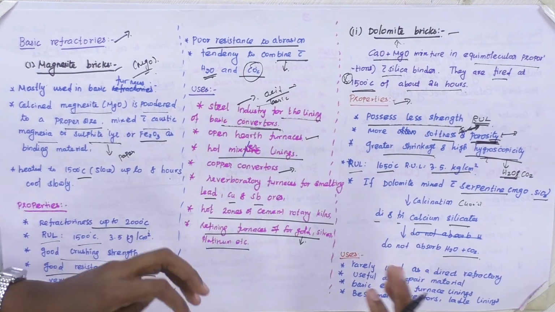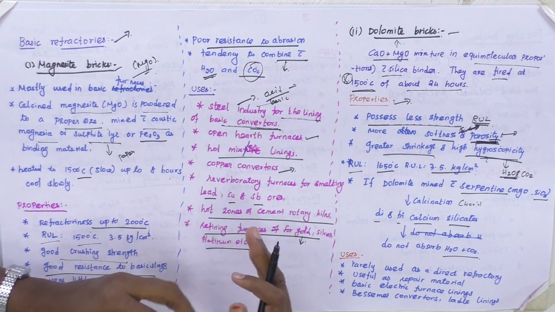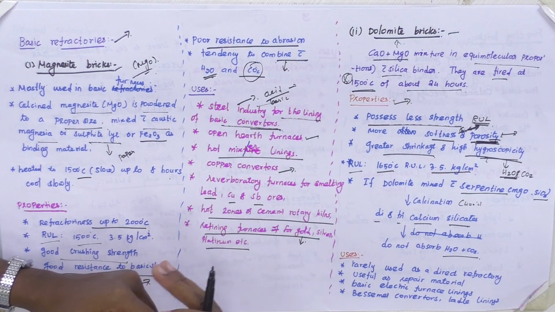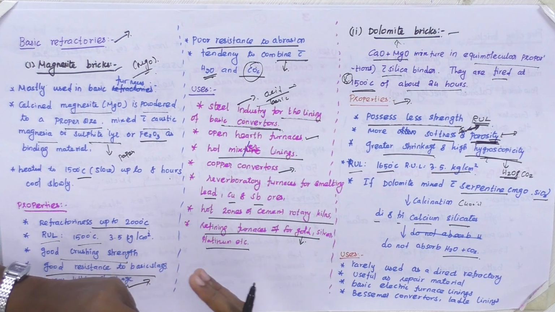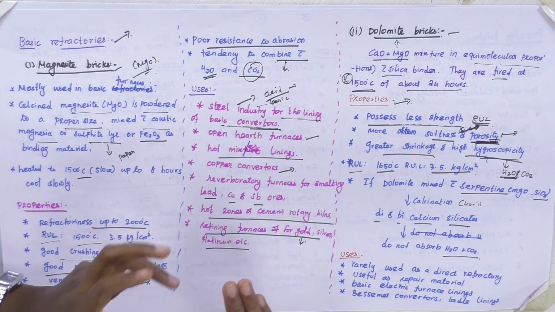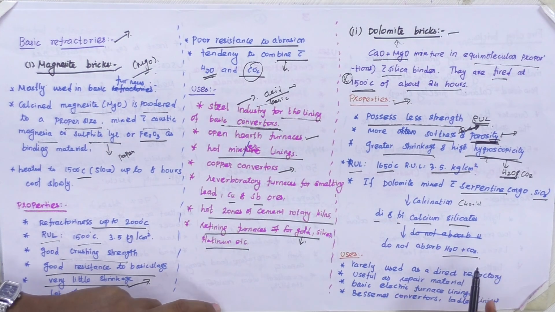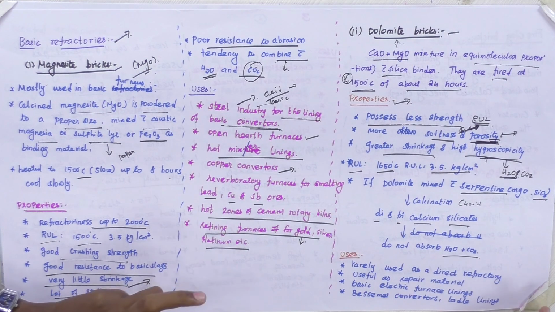So if we want to convert dolomite to a less hygroscopic form, we have to mix it with serpentine, and when we calcine that serpentine and dolomite mixture above 400 degrees Celsius, it forms di and tricalcium silicates. So there the tri and di calcium silicates do not absorb water.